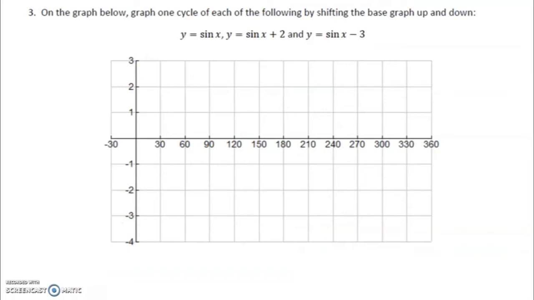Number 3, on the graph below, graph one cycle of each of the following by shifting the base graph up and down. This time we're going up and down. Let's start with the base graph of sine x: (0, 0), (90, 1), (180, 0), (270, -1), (360, 0).